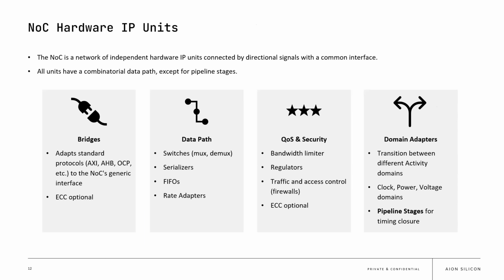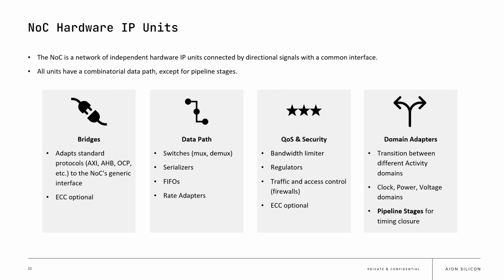In terms of NoC hardware IP units, we can think of them as broadly four classes. So we've got bridges, which interface to the IP blocks themselves on one side, and then NoC on the other side. These perform conversion from the IP's native protocol into the NoC's generic protocol. There is ECC support in bridges as well if you require functionally safe features. And then the data path is what does the transport from the bridges, initiator bridges to target bridges.